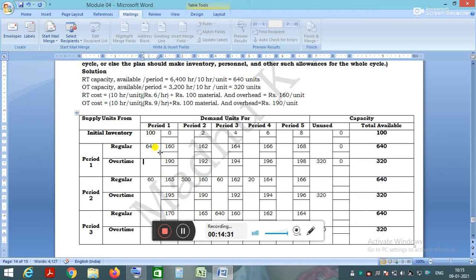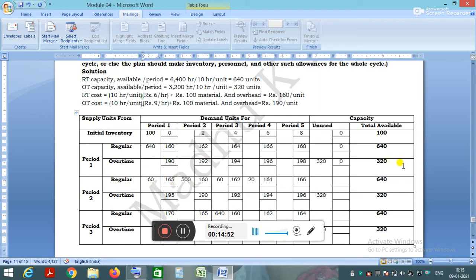Actually the order was received in period 1, but we supply the products in period 2 to reduce the cost. This is called back ordering. 640 plus 100 plus 60 becomes 800. Now we will shift to the second period.